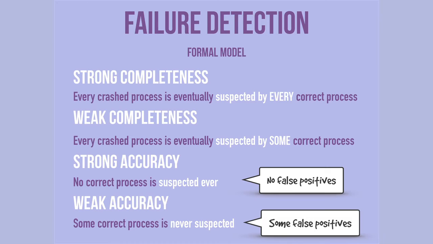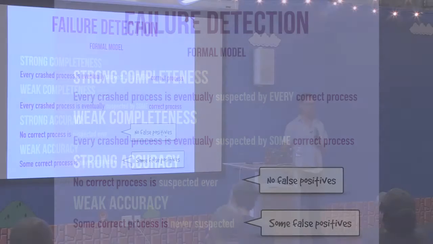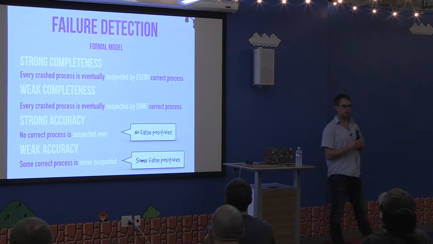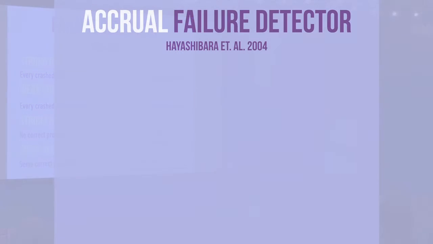So in an ideal world, you have strong completeness and strong accuracy, but you perhaps don't need that. Everything has a price, especially in a distributed environment. Things are very costly. So it's not always an easy choice to make.